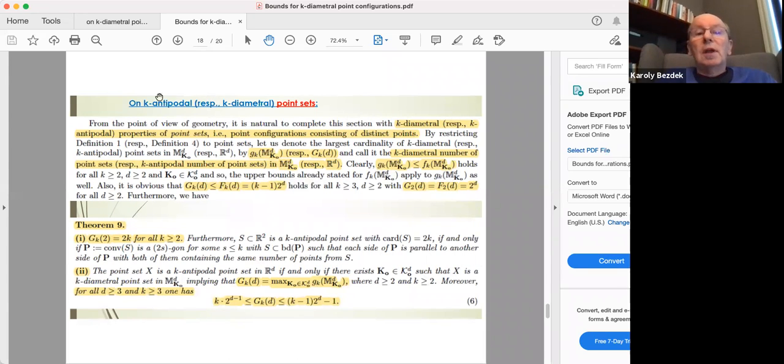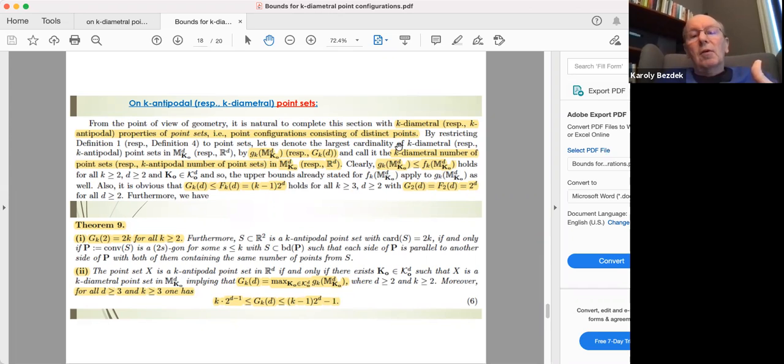Right now, I have an aspect of it which is perhaps going in that direction, which you could call even more natural. We could namely talk about k-antipodal point sets as well as k-diametral point sets. Here, I replace the notion of point configuration by point set. So the difference is that now when we talk about the point set, we know that the points are pairwise distinct.